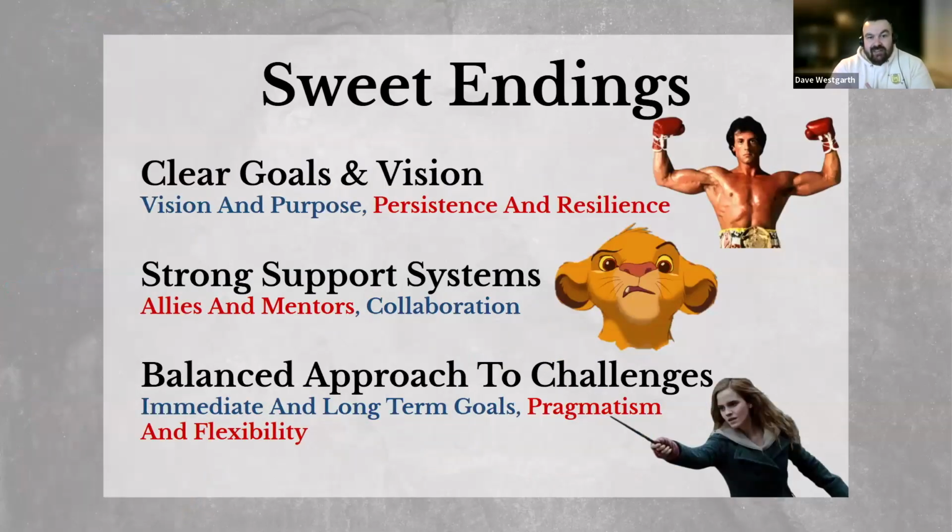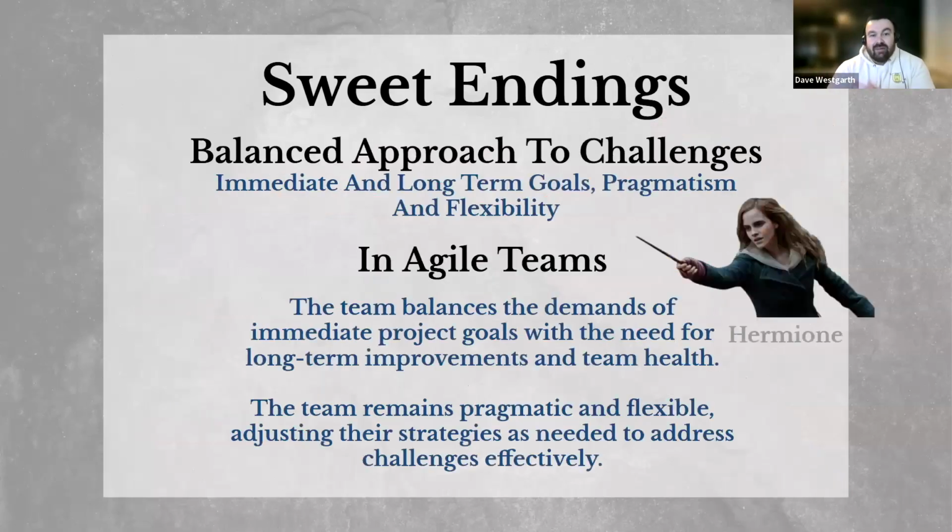Final one in sweet endings is a balanced approach to challenges. So we're able to balance up our immediate and our longer term goals. We can find more of a balance between those needs and wants. And we can evangelize principles like pragmatism and flexibility. We're not going to force down dogmatic ideas. We're not going to cling to principles when they're no longer serving us. Hermione Granger is a great example of this. Really able to take a pragmatic approach to problem solving, very flexible and always looking to expand our skills and capability.